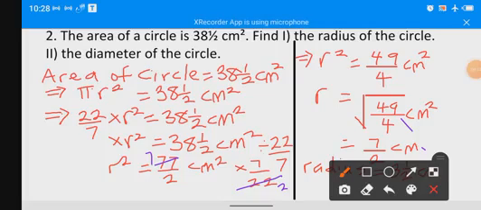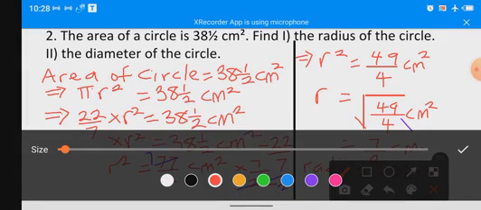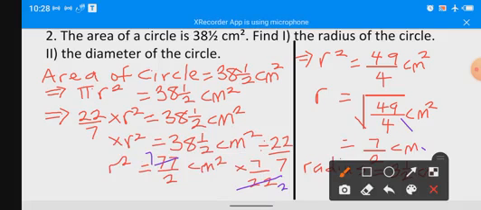Now to the correction to the second question. The question says the area of a circle is 38.5 centimeters squared. Find the radius of the circle, then the diameter of the circle. Now you begin with the information. You write the information, okay?